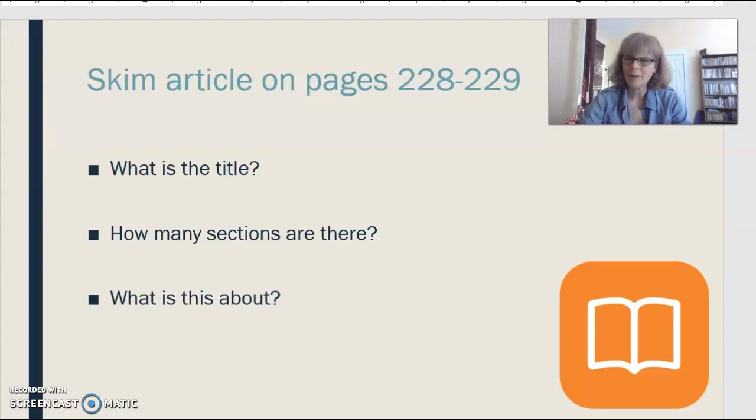And here, let's practice. I'm going to give you some practice skimming. So in your book, 228, and onto page 229, there's a 3-paragraph article, we'll call it. What's the title? How many sections? And what's it about? What's the topic of this article? I'll give you a minute to skim.